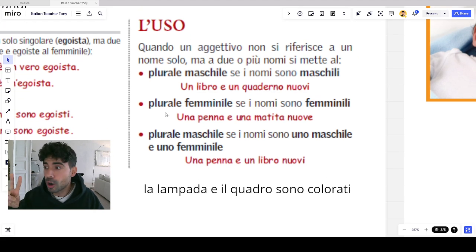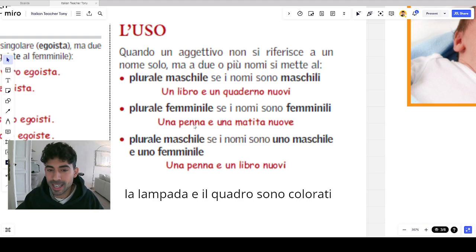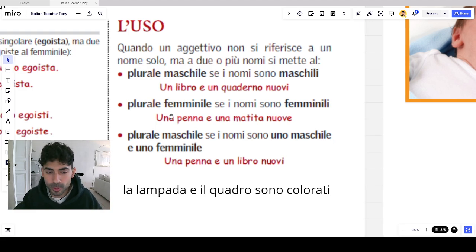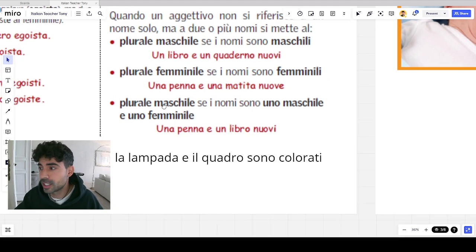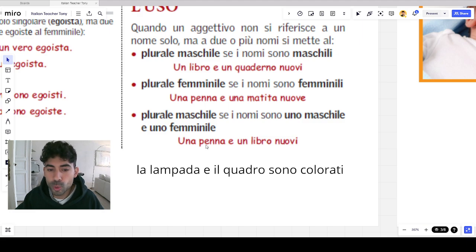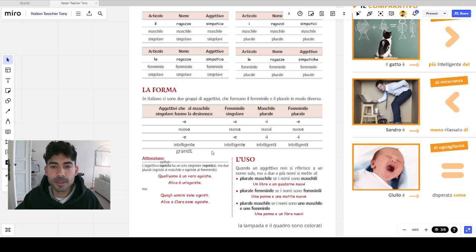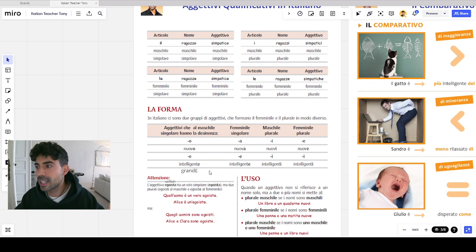If you have two objects that are feminine, this is the only case in which you will conjugate the plural in the feminine. For example, una penna e una matita nuove. Penna is pen, matita is pencil, and they are both feminine in Italian, so the plural form will naturally be feminine plural. The last example is what I just explained. We have two objects, una penna, which is feminine singular, and un libro, masculine singular. The adjective is going to be nuovi, masculine plural. So that's pretty much everything you need to know when it comes to conjugating the adjective in Italian.